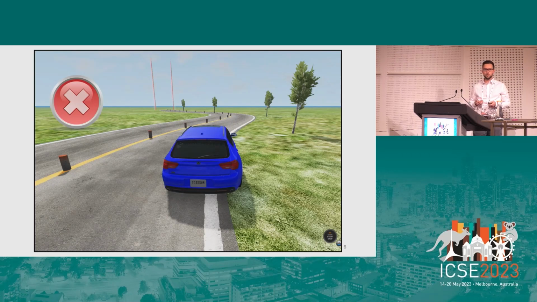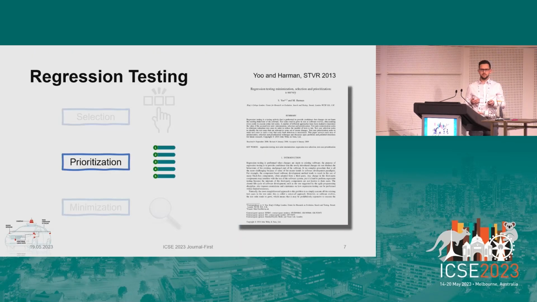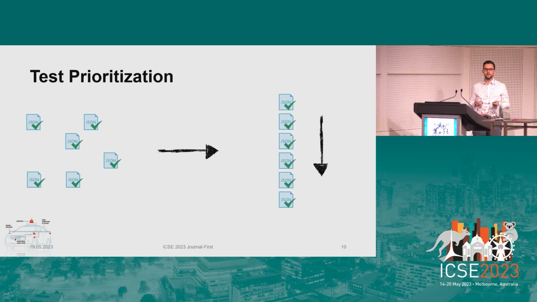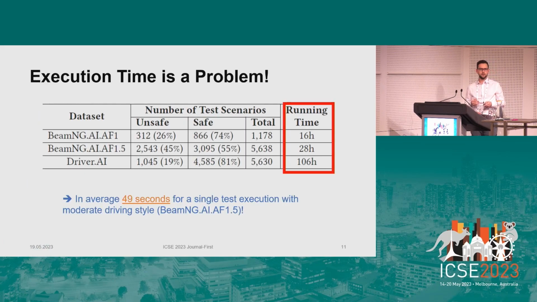When we talk about test prioritization, this is in the context of regression testing, which also consists of test selection and test minimization. We assume we have already selected test cases, but how do we prioritize them? When we take a closer look at simulation-based tests, they have a common issue. They are quite expensive in terms of execution time. In our case, with BeamNG, a single test case takes 49 seconds on average.